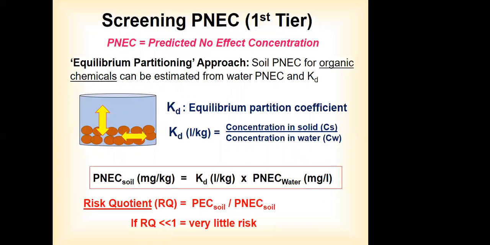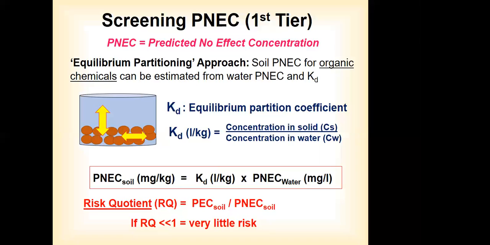So to do that screening step, that screening PNEC, or sometimes called a first tier risk assessment, we can use what's called the equilibrium partitioning approach. This is for organic chemicals, so not for metals at this point. We'll come back to metals at the end of the lecture.